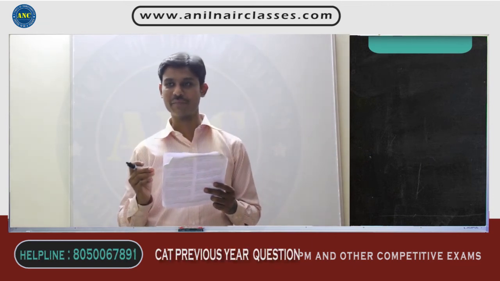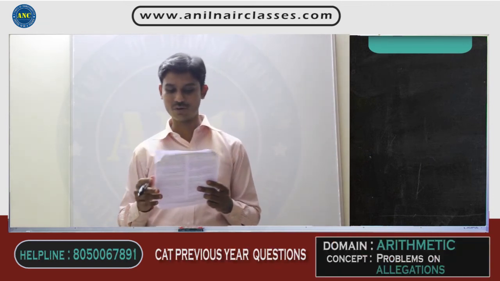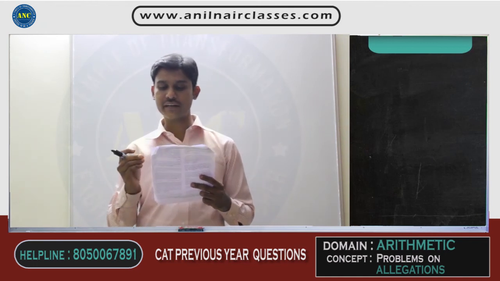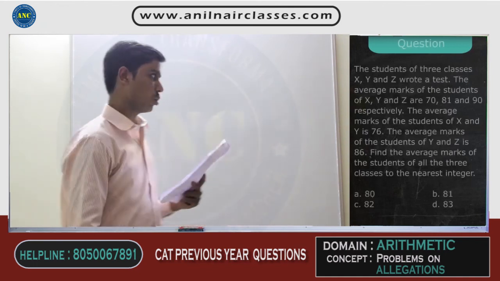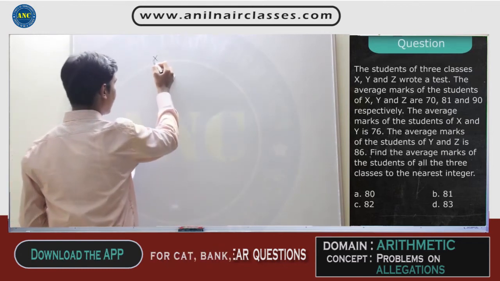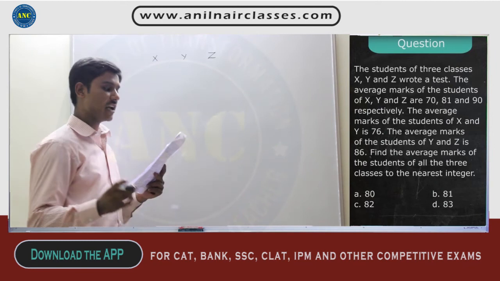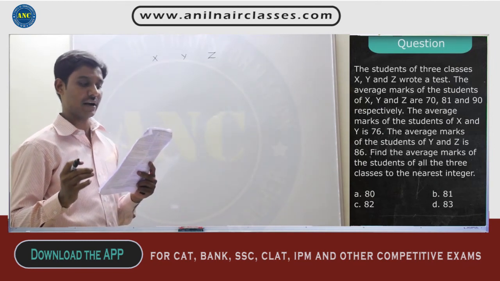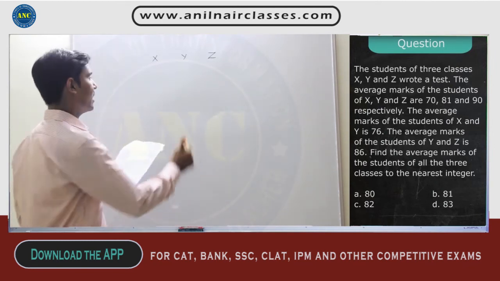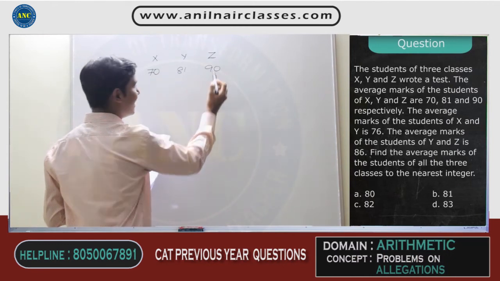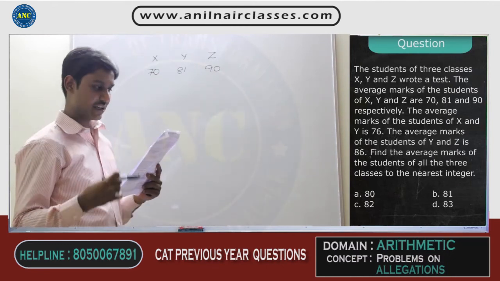Next one is also a question based on allegation, but it's a very good question. Now see here. The students of 3 classes X, Y and Z wrote a test. Now there are 3 classes X, Y and Z. Right? This is what they have given in the first statement. The average marks of the students of X, Y and Z are 70, 81 and 90 respectively. Right? Next, continue with the question.